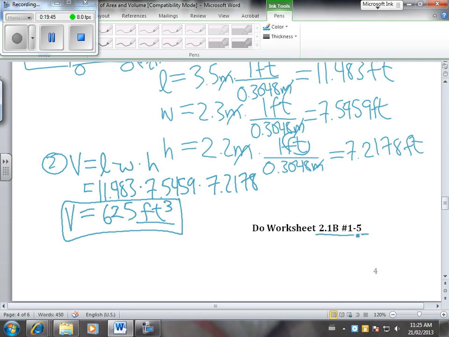And now on worksheet 2.1b, you can do question 1 to 5.